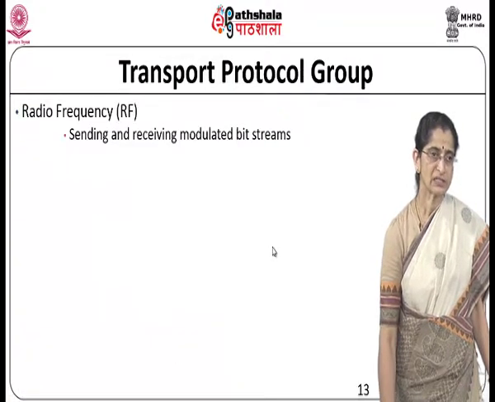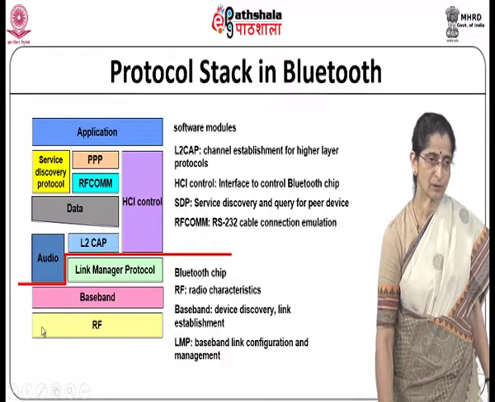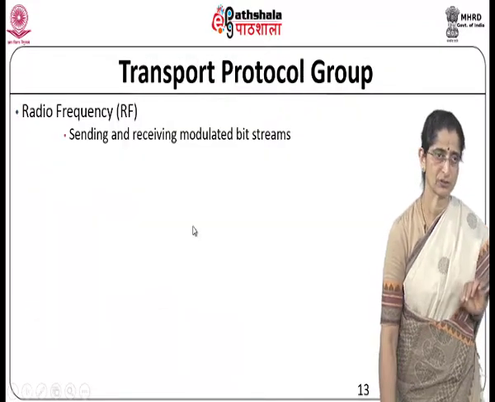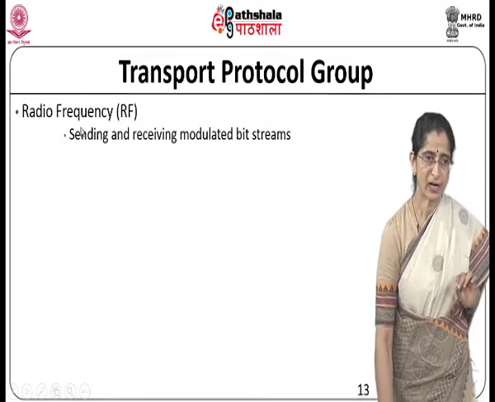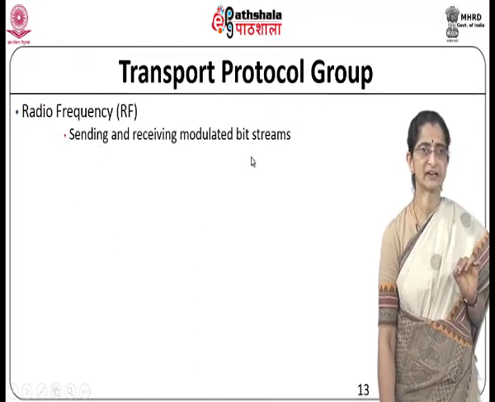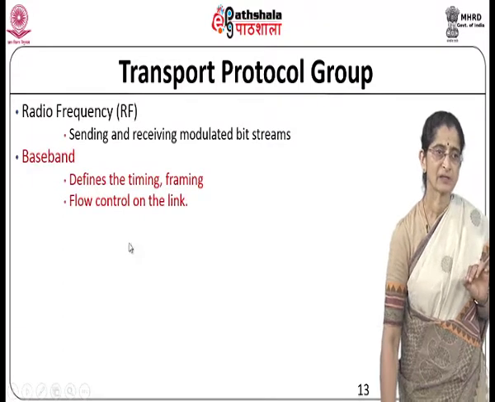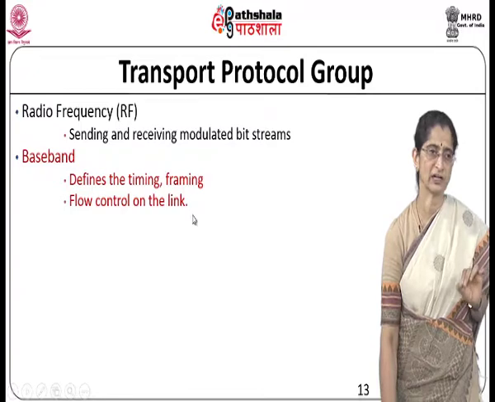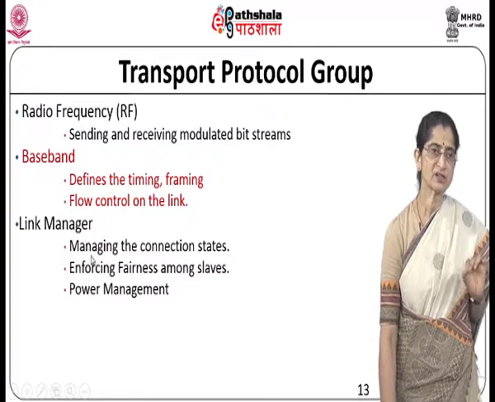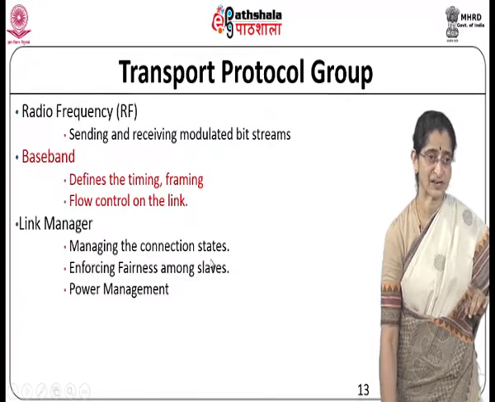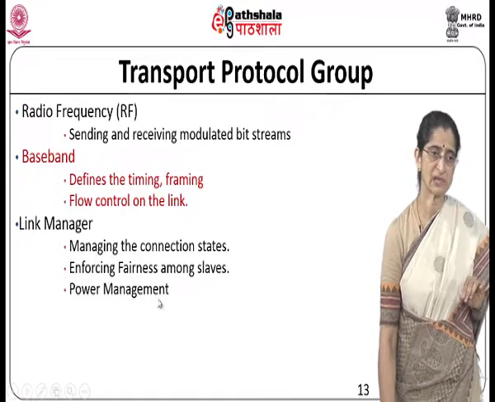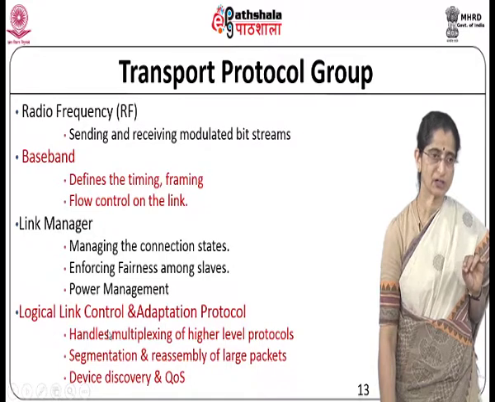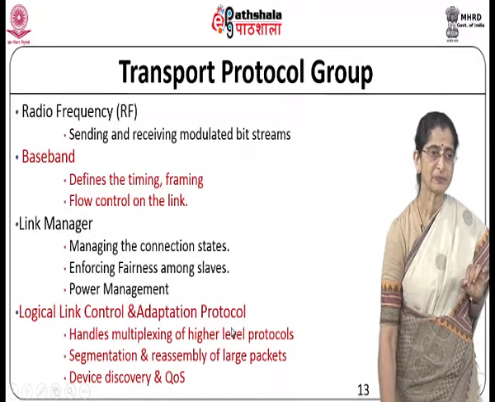This lower category here, this box plus the L2CAP and audio, is normally referred to as the transport protocol group. The RF module is responsible for sending and receiving modulated bit streams. Baseband, as we said, is responsible for defining the timing, framing, flow control on the link and so on. The link manager is responsible for managing the connection states, enforcing fairness among the slaves, and power management.